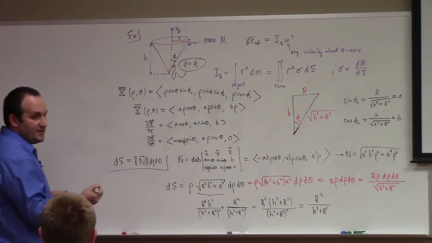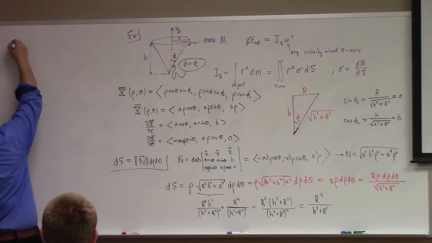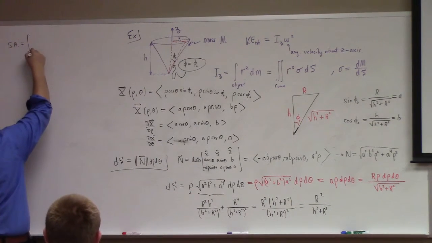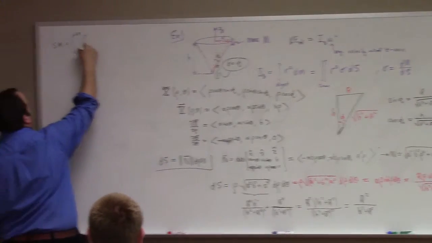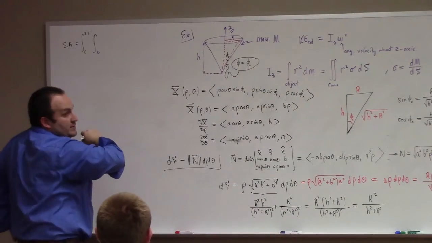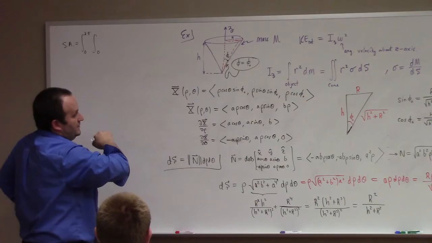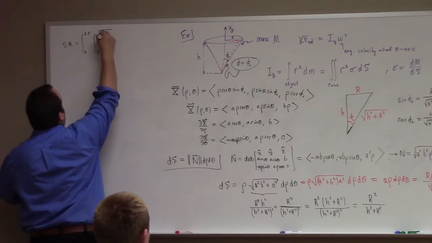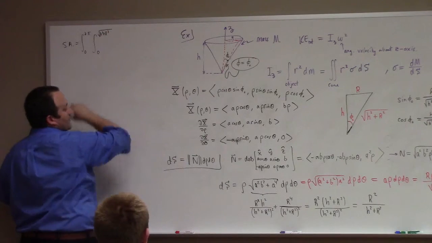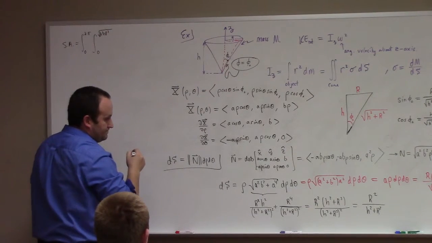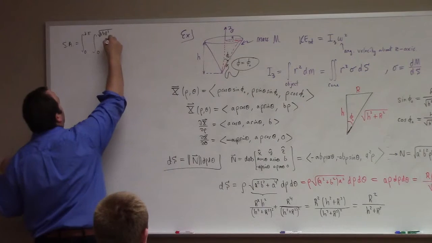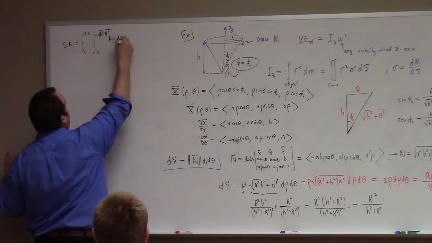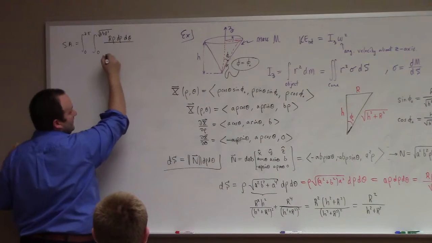Now we can find the surface area. So the surface area is the integral from 0 to 2 pi, integral from what to what for rho? From 0 to the square root of h squared plus r squared. And what we got is r rho d theta over that constant, right?